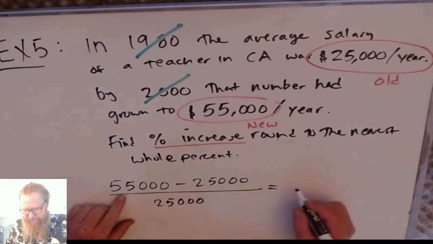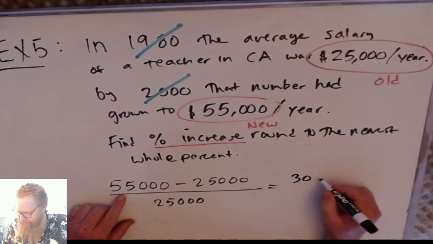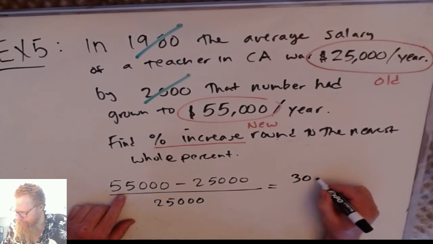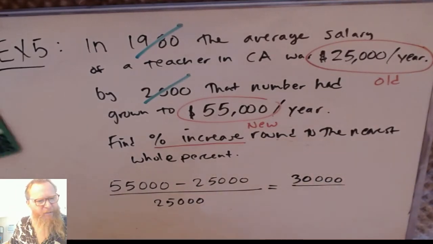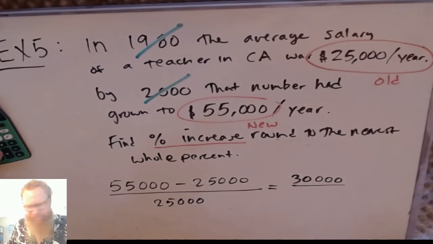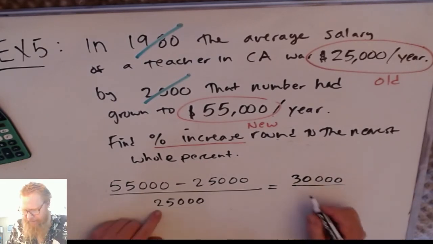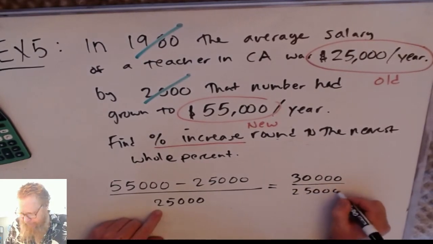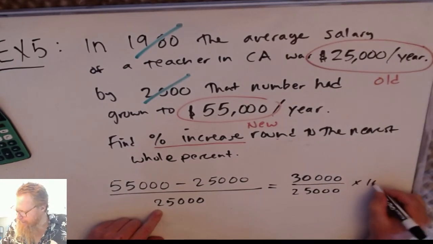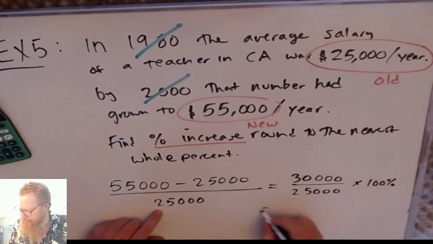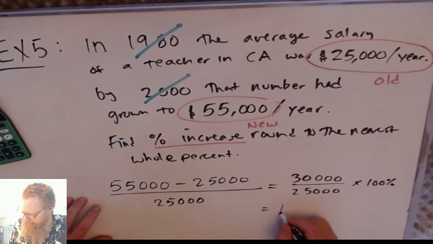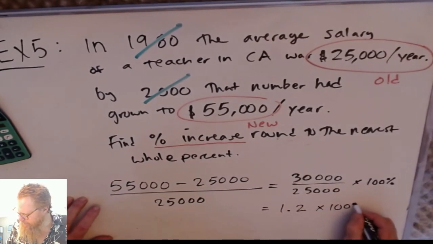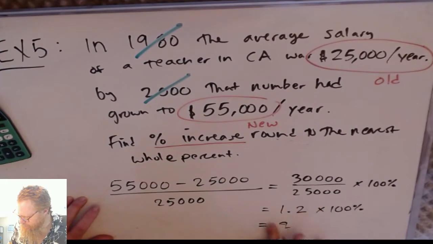55,000 minus 25,000 is 30,000, right? If you have to use the calculator to make sure you don't make a mistake, 55,000 minus 25,000. Now I feel stupid. That's definitely 30,000 over 25,000. Again, times 100% mentally. So I got 30,000 divided by 25,000. That's 1.2 times 100%. That's 120%.